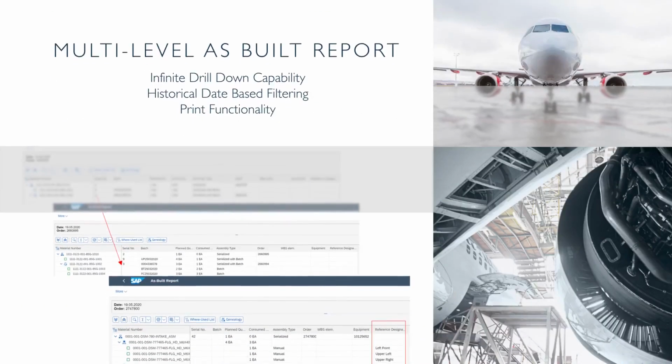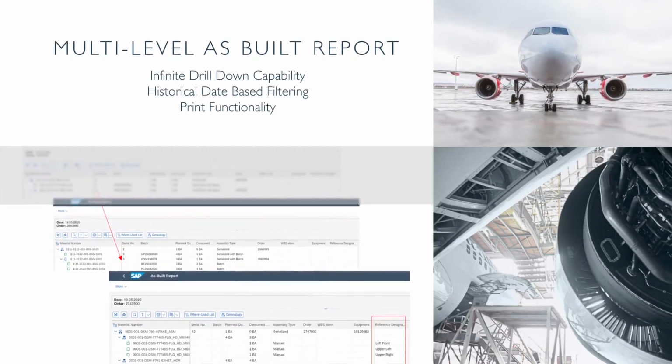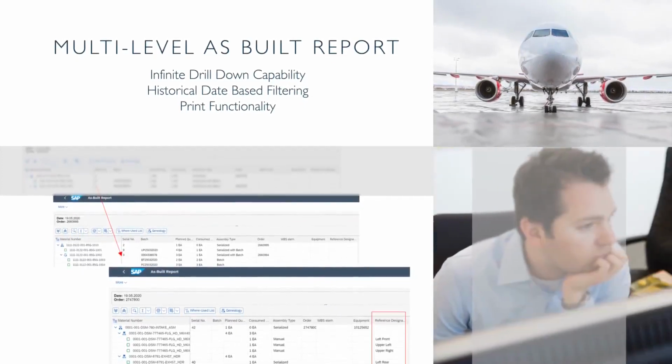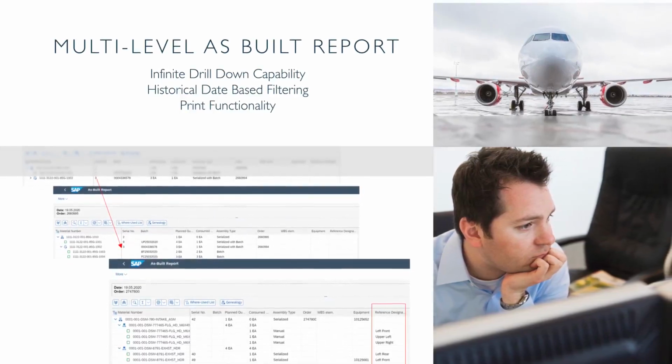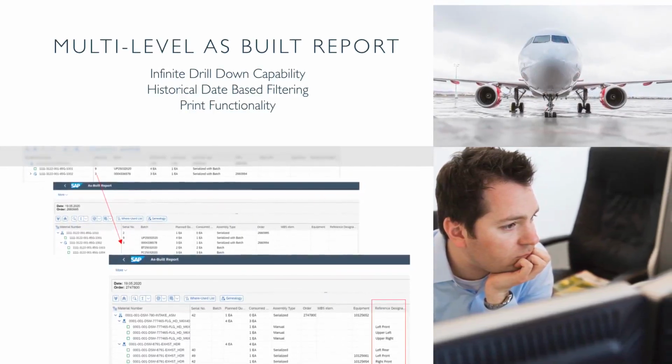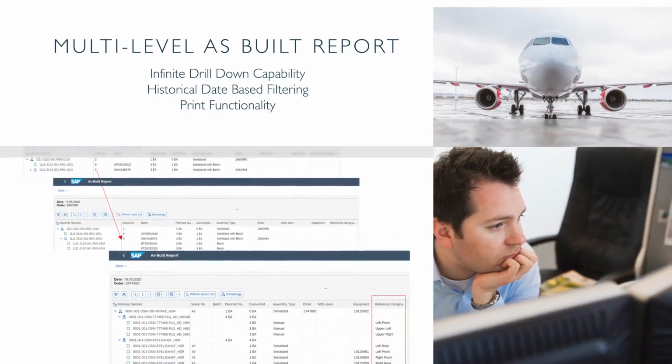New multi-level as-built history provides the ability to drill down no matter how many sublevels exist, cross-navigate to subassemblies, review associated production orders, see how the as-built looked at a certain date, and print the as-built information as required.